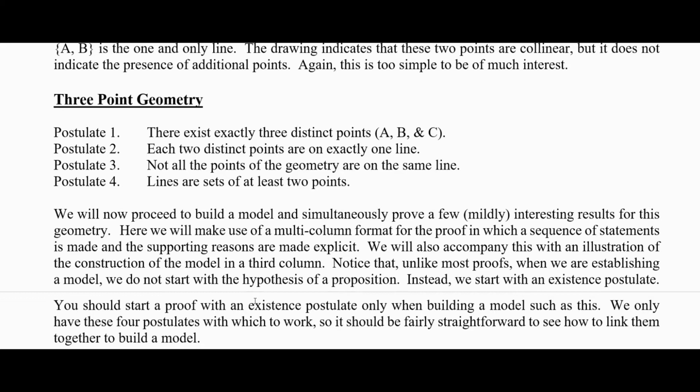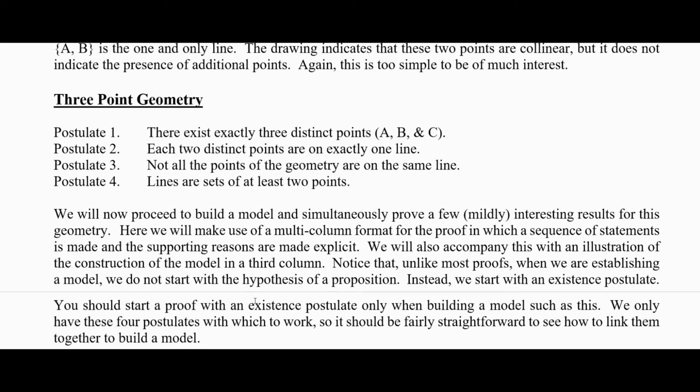Postulate 3: not all the points of the geometry are on the same line. That's really conditional as well. It doesn't guarantee that we have any points or lines. What it does say is that there is no line containing all the points. It tells you what you don't have. So what that also says is if you have a line, then there exists a point that's not on that line. That's another way to rewrite it as an equivalent if-then.